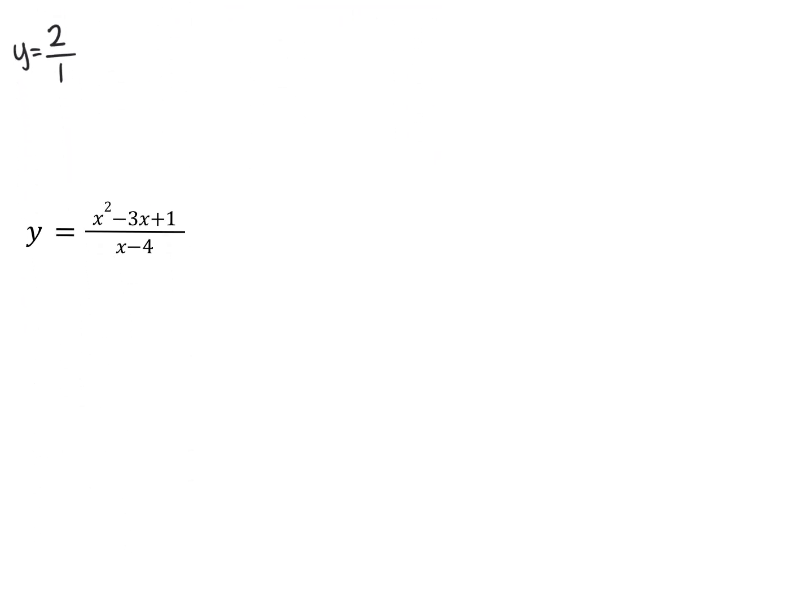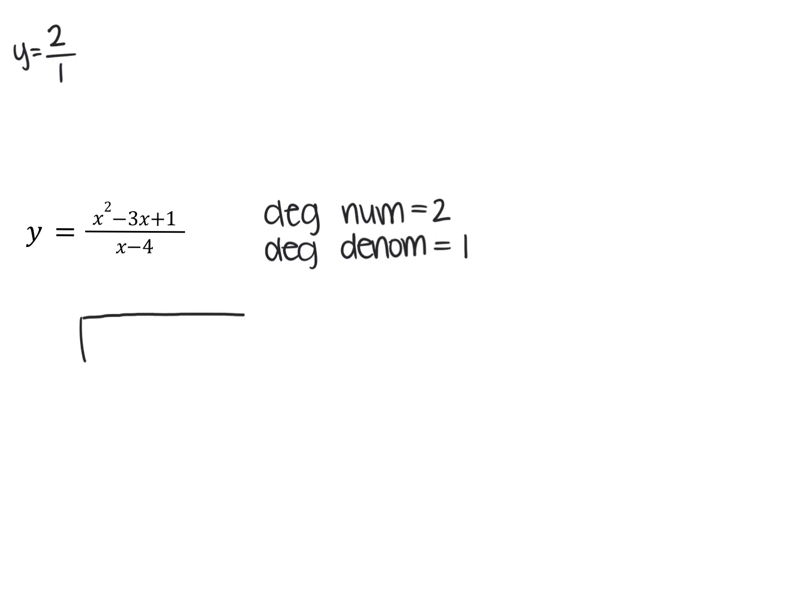For our last example, we have y equals x squared minus 3x plus 1 all over x minus 4. So the degree of the numerator is 2, and the degree of the denominator is 1. So in this case, the degree of my numerator is bigger than the degree of my denominator, which means I have a slant asymptote, so I have to do long division. So I'm going to set up my long division just like we did with polynomials. X minus 4 is going to go on the outside. X squared minus 3x plus 1 goes underneath.